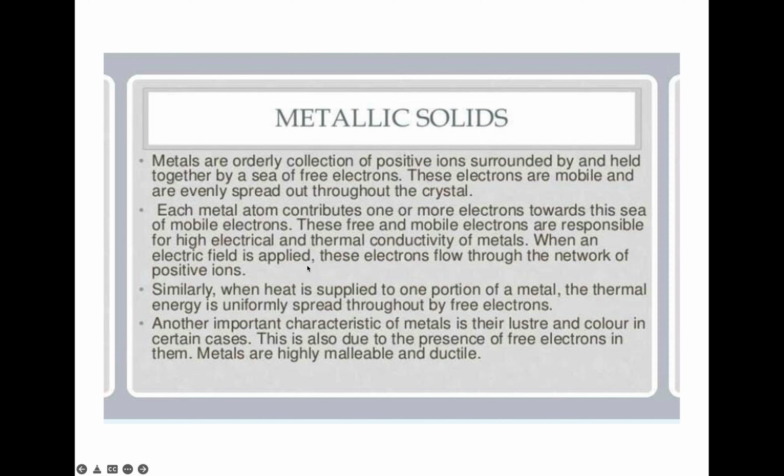If you apply an electric field, the electrons will flow through the network of positive ions. And when you heat one portion of a metal, the thermal energy is uniformly spread throughout the metal by free electrons. Another important characteristic of metals is their luster and color in certain cases, because of the presence of free electrons in them. Metals are highly malleable and ductile: they can be beaten into thin sheets and drawn into thin wires.